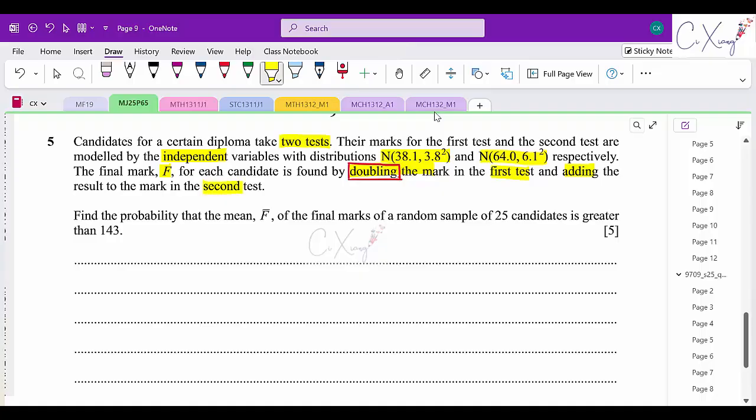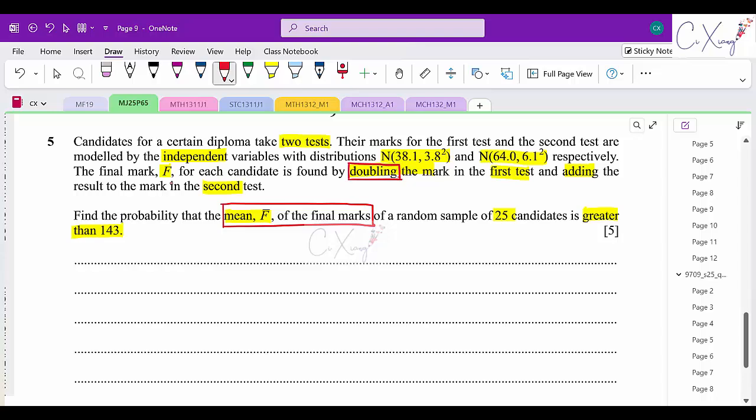After that, they want you to find the probability that the mean of the final mark for a random sample of 25 candidates is greater than 143. The mean of the final mark is also a keyword for us to set up the question. This is basically a question about the sample mean, because it is the mean of final marks. But before that, we need to know how to find the mean and also the variance for the final mark first.